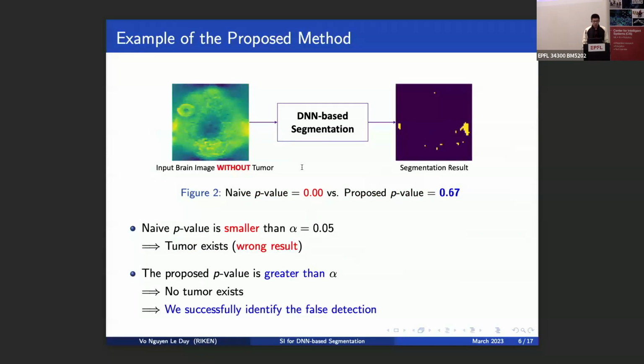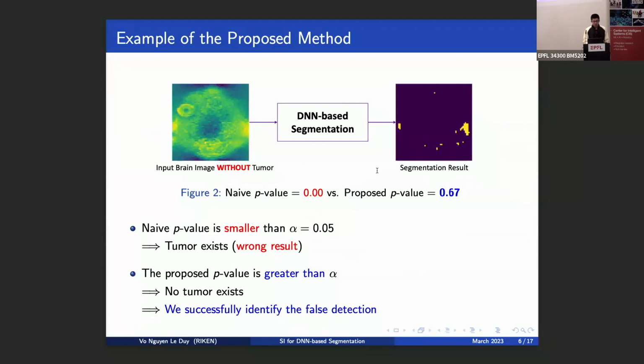So this is an example of the proposed method. Even if we input an image without any tumor to the DNN, we still obtain a segmentation result. And here is the traditional p-value. Even though there is no true tumor in the image, the naive p-value is still very small, which indicates that the naive p-value is unreliable. If the p-value is small, we would say this is a true tumor region, but actually it's not, because there is no true tumor region in this image.